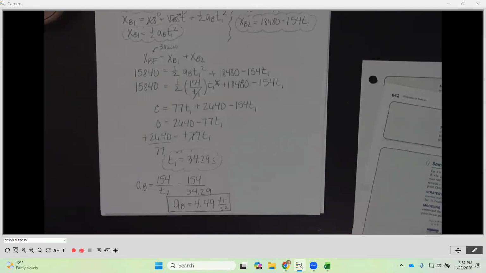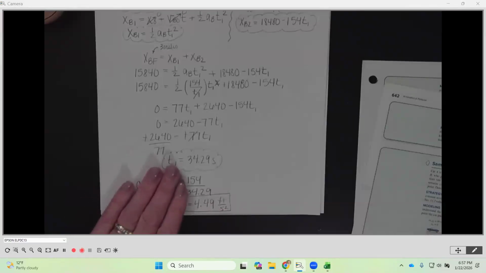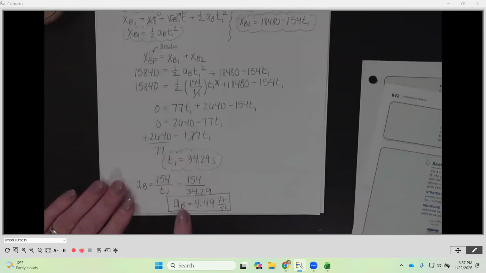Okay. Make sure as a final answer, when you report the final answers, that it has the correct units, you have your box around it, and that the variable is identified here. So don't just at the end of the problem put 4.49 feet per second squared and put a box around it. No, tell me what that is. And it's the acceleration of car B, which is the police car.